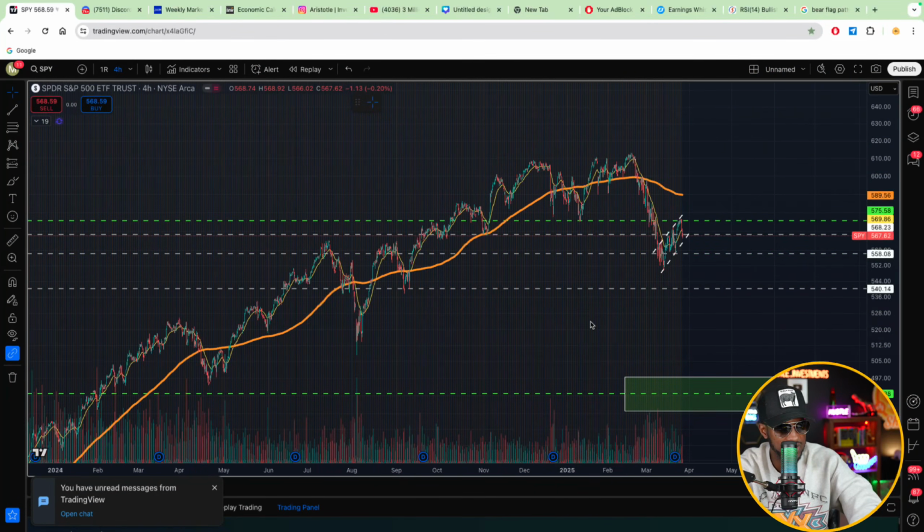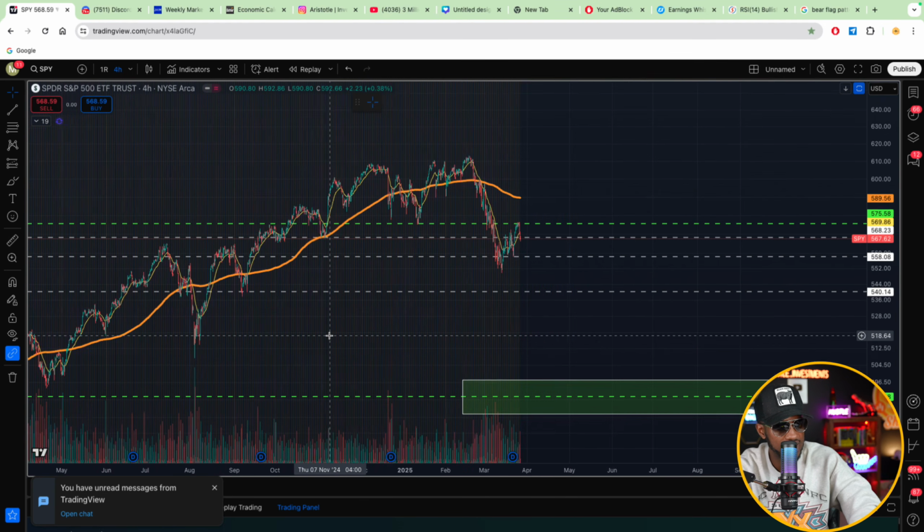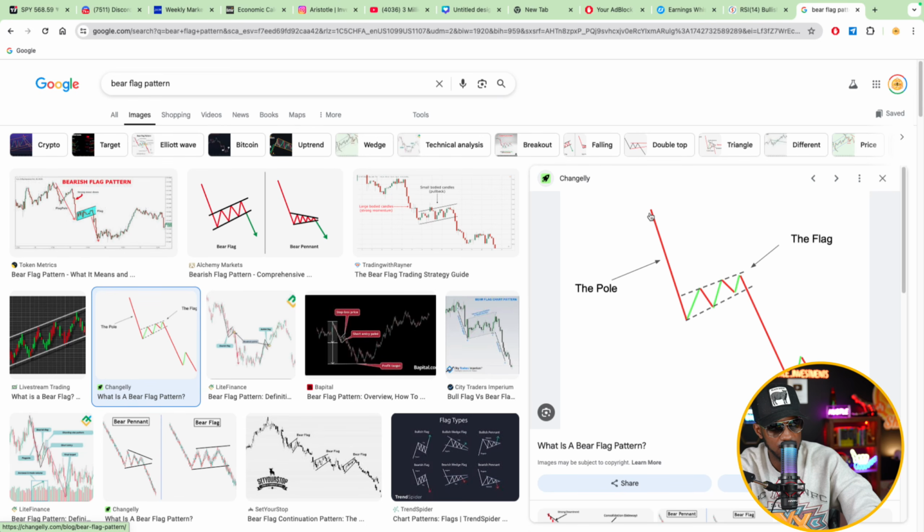All right, without further ado, let's get right into it. Let me give you guys what you deserve. So first of all, let me show you guys something real quick. First of all, I see a bear flag pattern right here. So if you guys want to know what that is, this right here is a bear flag pattern. We have a pole, and then we have a flag right here, and a break of that particular flag pattern.